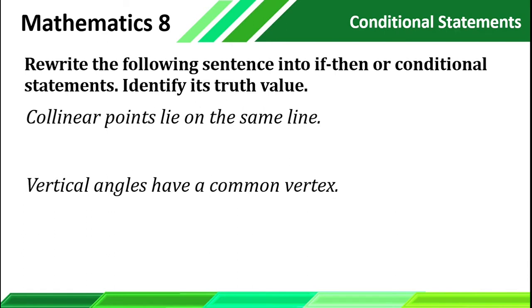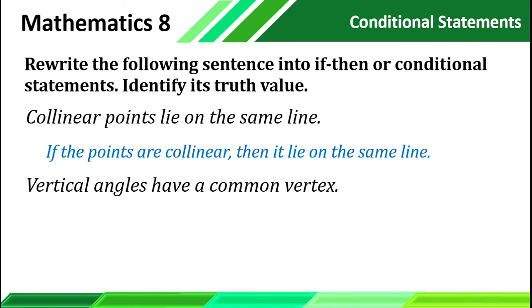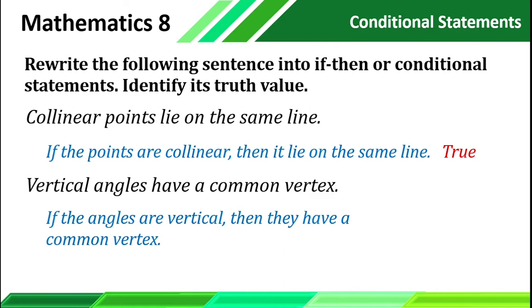Next, collinear points lie on the same line. In our conditional statement, it can be written as, if the points are collinear, then they lie on the same line. We know that collinear points will always lie on the same line. Therefore, our statement is true. Next, vertical angles have a common vertex. So we can write it as, if the angles are vertical, then they have a common vertex. We know that all vertical angles have a common vertex. Therefore, this statement is true.